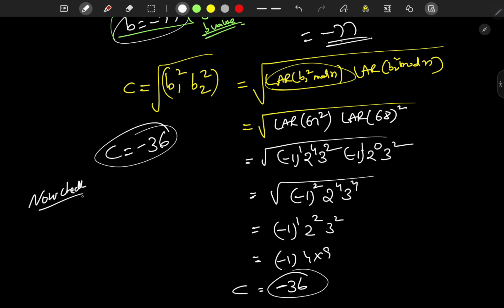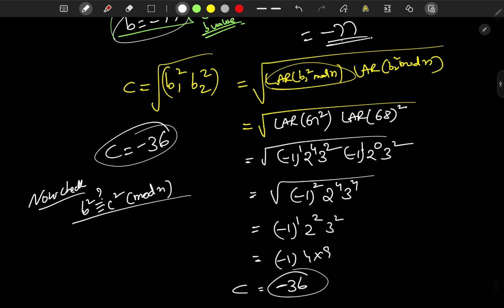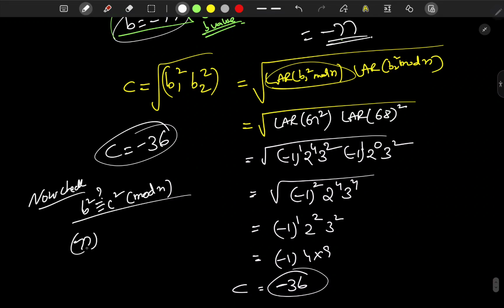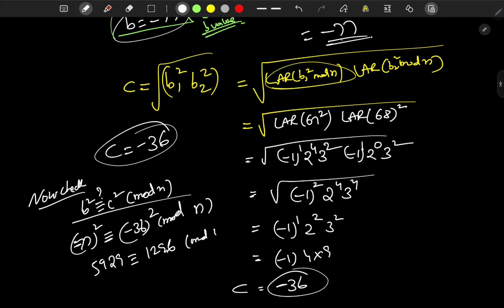Now check whether b square is congruent to c square mod n or not. Just check it. So b square is 77 square, congruent to c square, minus 36 whole square, mod n. So 77 into 77, 5929, is congruent to 36 by 36, 1296, mod n 4633.